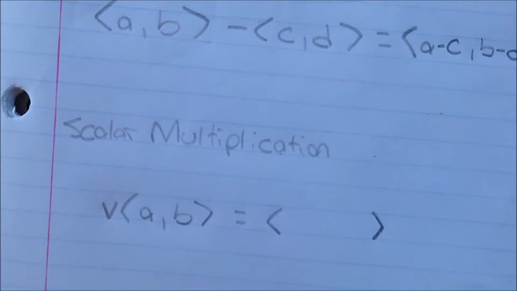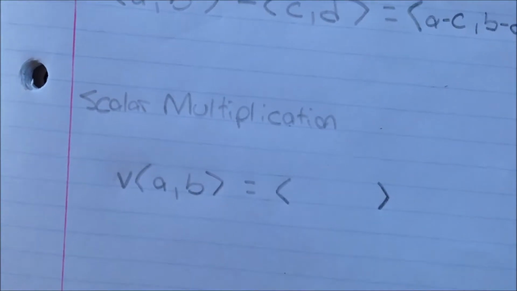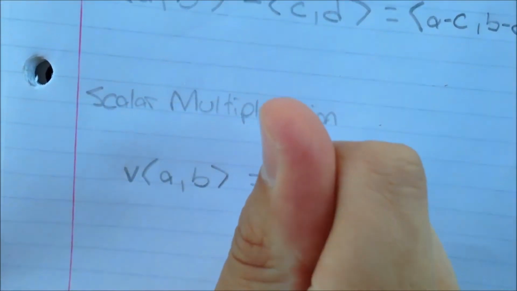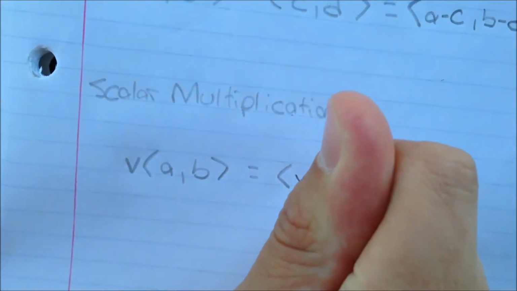Now we are going to do scalar multiplication. For this, all you need to do is distribute the v to your x and y. So you get vA and you get vB.